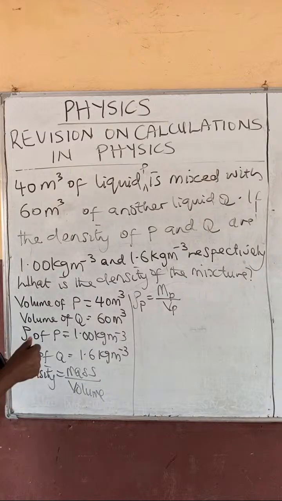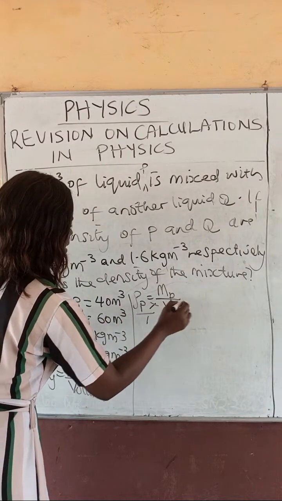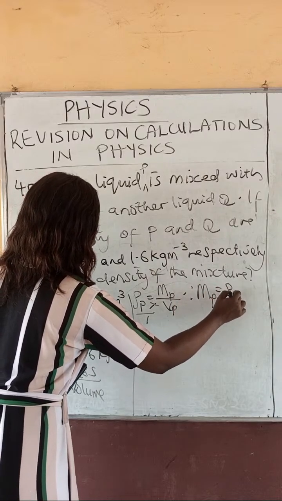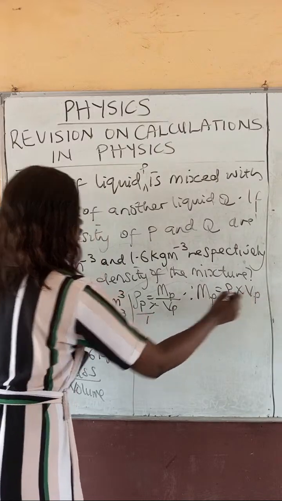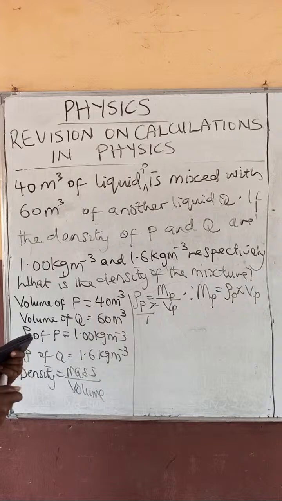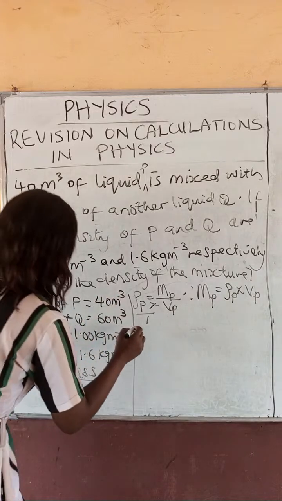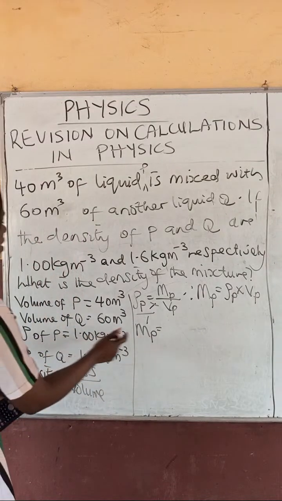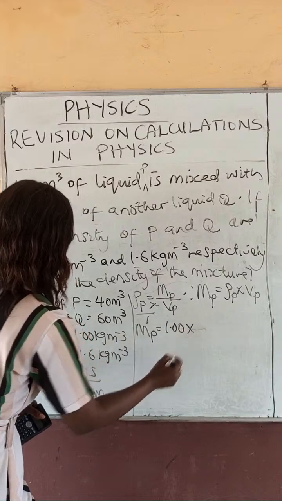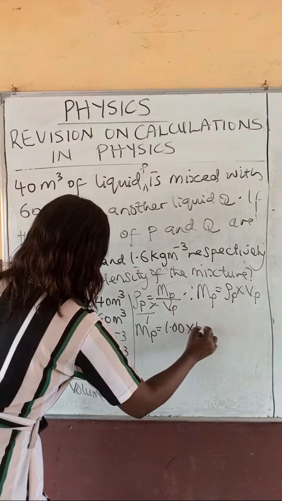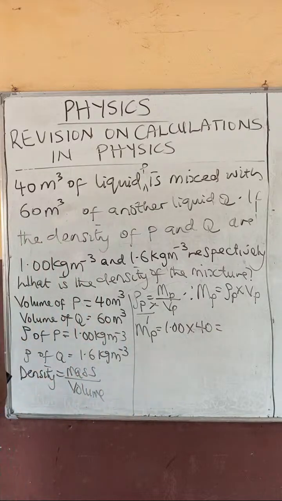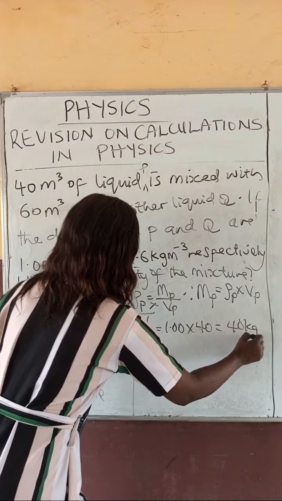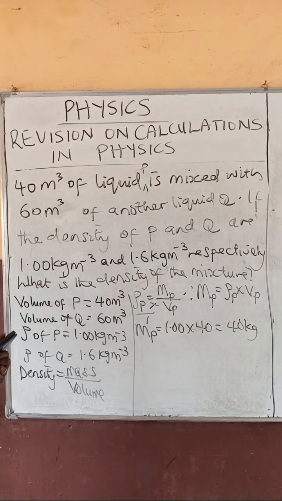So what you are going to do is cross multiply, therefore the mass of P is equal to the density of P multiplied by the volume of P. Do we get it now? All right, so what is my mass of P now? My density of P is 1.00 multiplied by the volume of P, which is 40. When I multiply, I get the mass of P to be 40 kilogram. Do you understand what I just did?